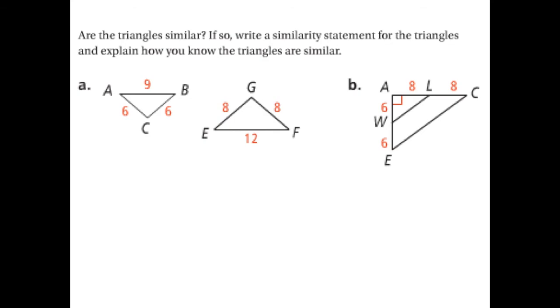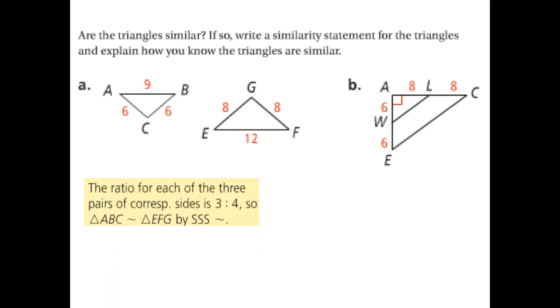Okay, if you tried them on your own, you would find that the answer for A is that the ratios of each of the three corresponding sides are 3/4. Therefore, the two triangles are considered similar by the side-side-side similarity theorem. When you set up a ratio for the small and large, you did 6/8, and then 6/8, and then 9/12. I see 6, 6, and 8, 8, so it looks like two isosceles triangles.